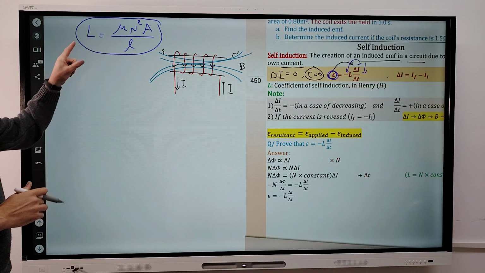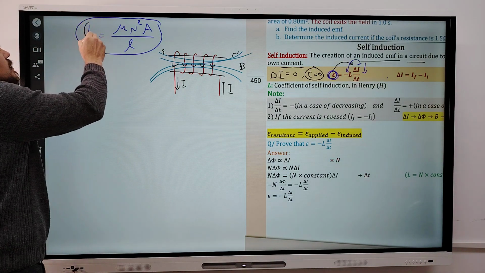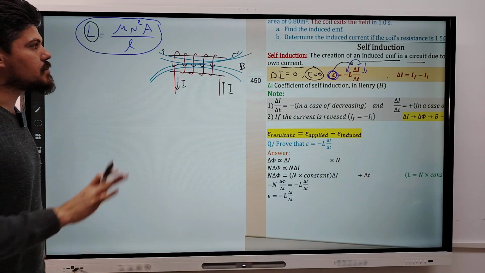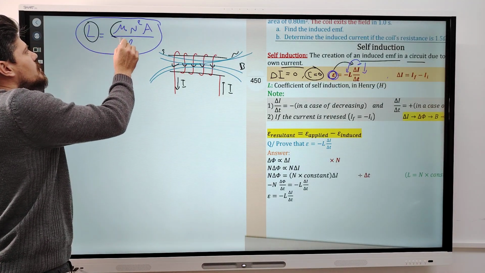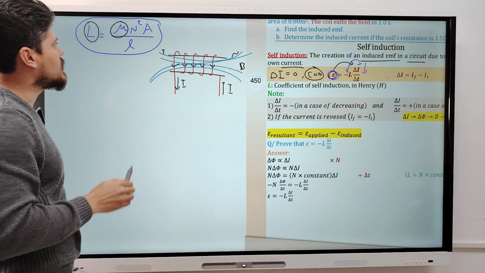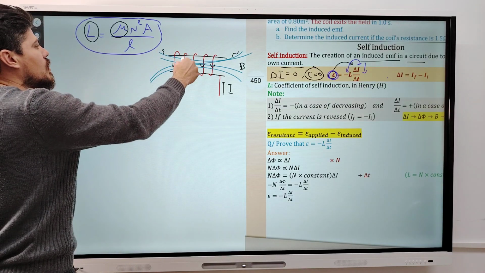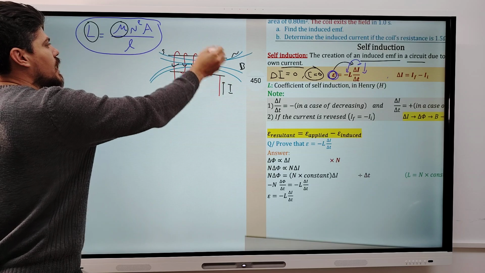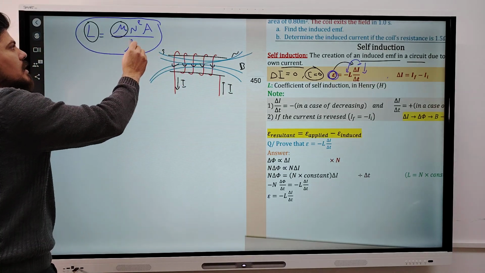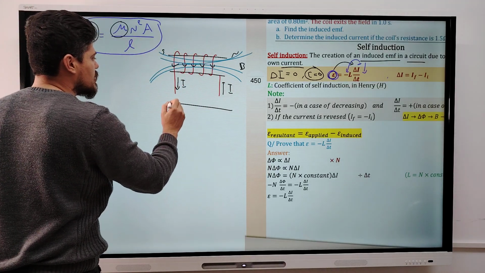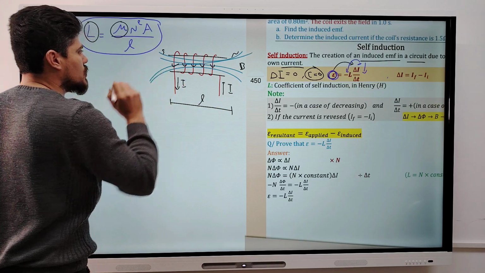So the coefficient of self-inductance, what does it depend on? It depends on the permeability, and it is directly proportional to the number of turns and the area of the coil, with the length of the coil. What is this? This is the length of the coil.